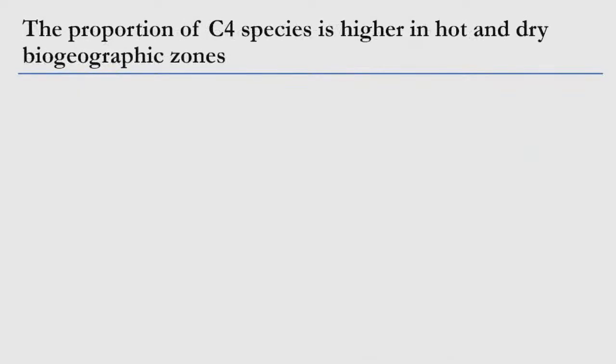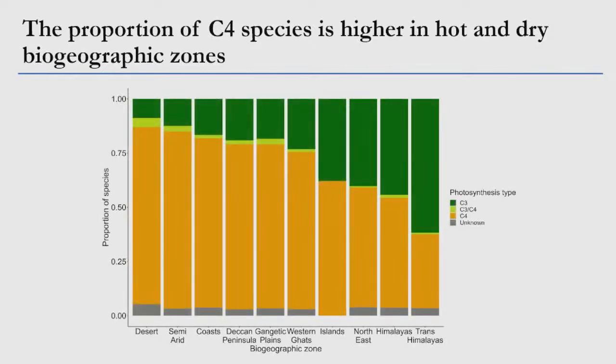So when we look at the pattern of the distribution with regard to photosynthetic pathway, we see that the C4 species form the major proportion in all of the biogeographic zones except for the Trans-Himalayas, and the proportion of C4 species is highest in the hot and arid zones of the desert and semi-arid. And the C3 species, like I said, form the higher proportion in Trans-Himalayas, which is a cooler biogeographic zone.